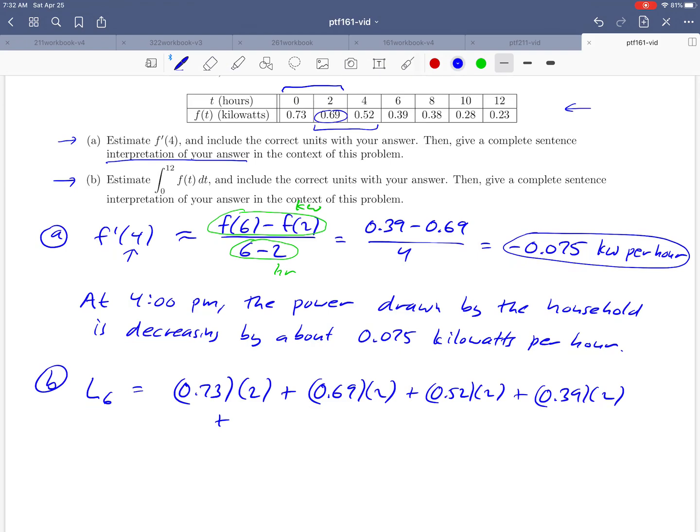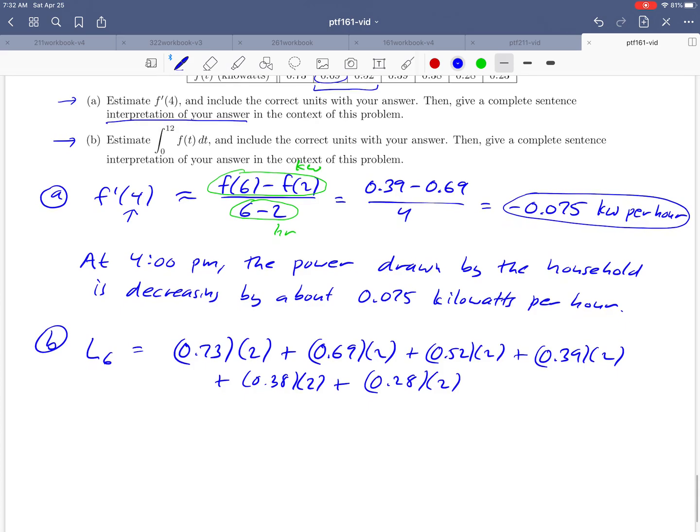Okay, continue this sum down here. 0.38 times 2. And then the very last interval from 10 to 12, its left-hand endpoint would be 0.28, which gets multiplied by 2. You might remember there's a shortcut, a better way of writing this. Since there's a 2 in every term, it's customary to factor that 2 out. So an easier way to write this would have been to write just 2 and then add up these numbers.